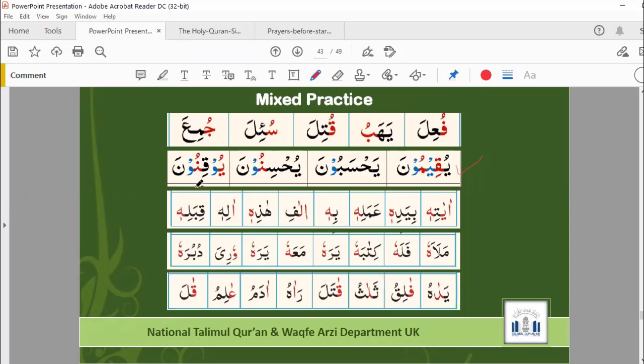Yuqinuna. 2 seconds here, 1 second here, 2 seconds here, 1 second here, like this. Yuqinuna. Well done. Jazakumullah. Next one, please. Faiz, before you go, Aman Sahab, if you allow, what rule are we covering there?